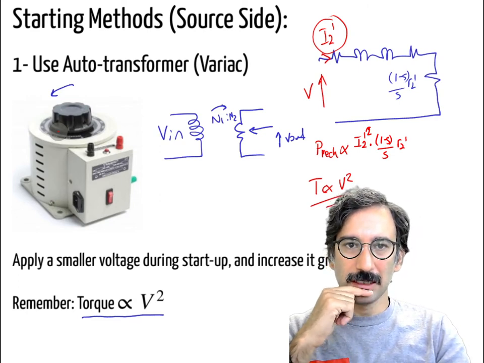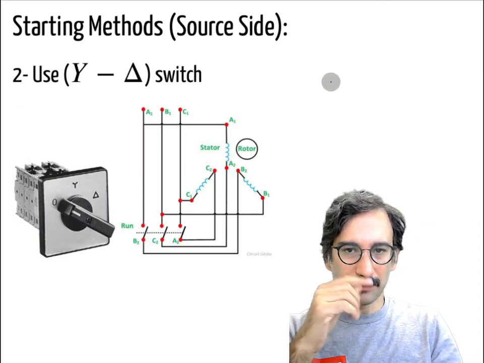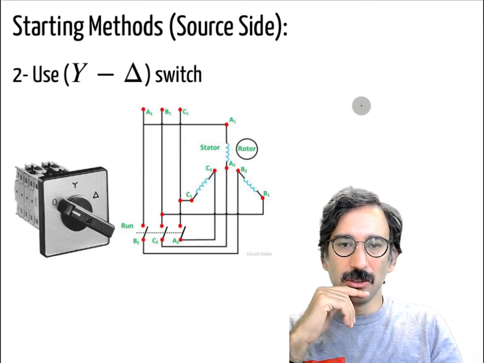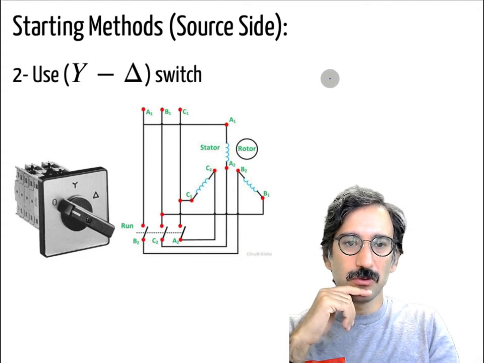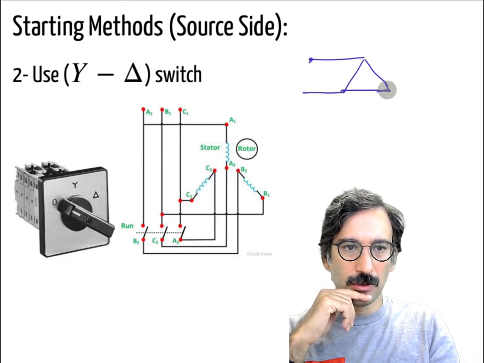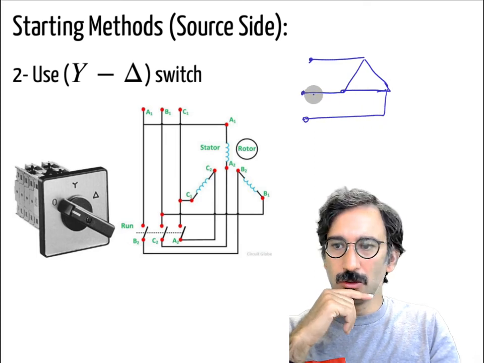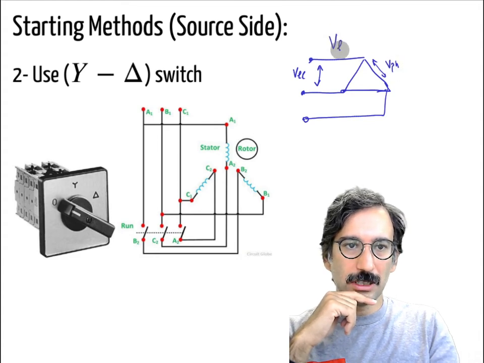Another really convenient and cheap method is to use a Y-delta switch. In Turkish it is üçgen yıldız anahtarı. The idea is that this can be used for delta connected machines. If the machine is normally connected in delta, you are applying some line-to-line voltage, and in delta connection, remember, V line-to-line is equal to V phase.